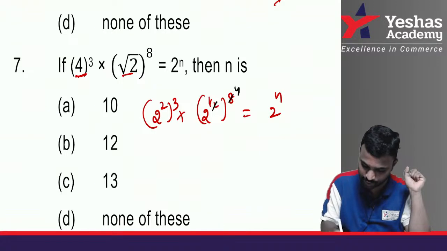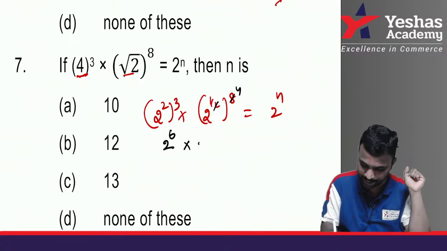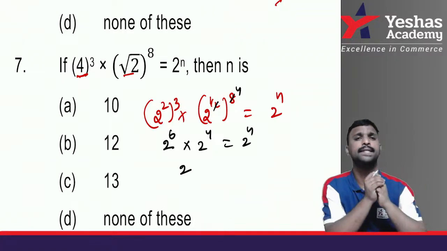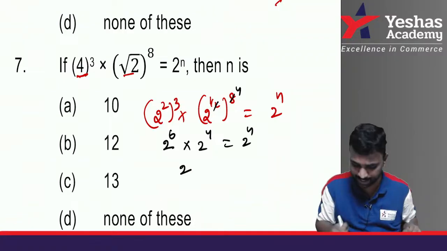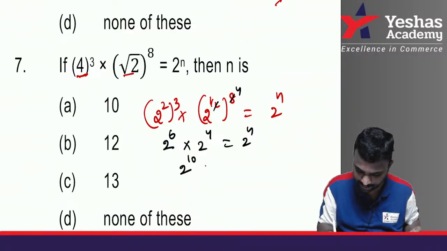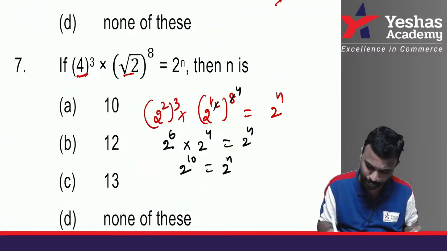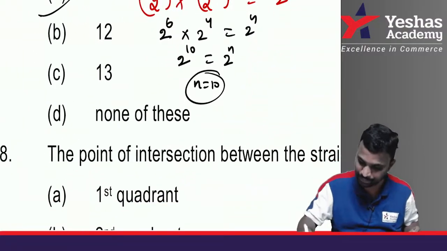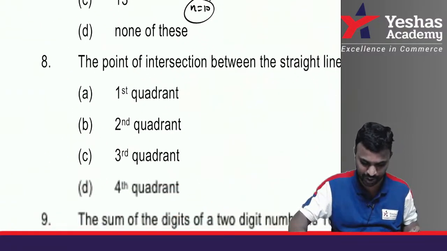This is 2 power 6 into 2 power 4, which is equal to 2 power n. The bases are the same and they are multiplied, so powers get added up. So 6 plus 4 is 10. So 2 power 10 is equal to 2 power n. So n is equal to how much? 10. Option A is the right answer. Guys, moving on to the next question, question number 8.